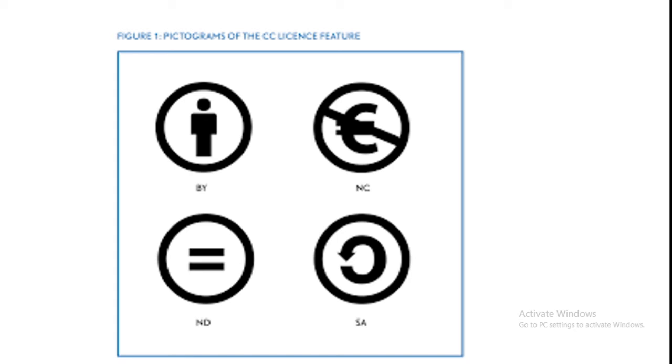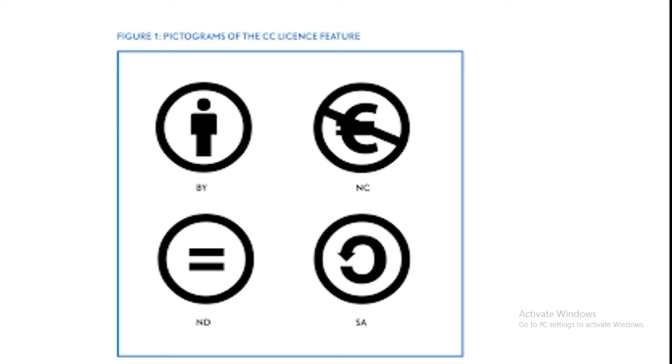The last one is ShareAlike. You can make changes in the object, but the condition is that the licensing should be the same as the original one. So you cannot change the licensing term after using ShareAlike.